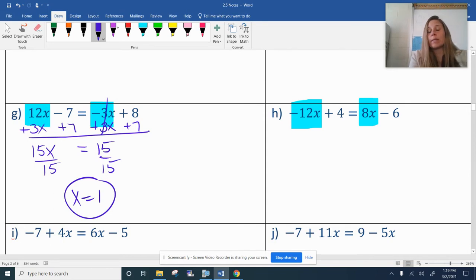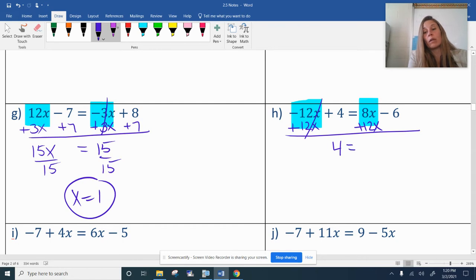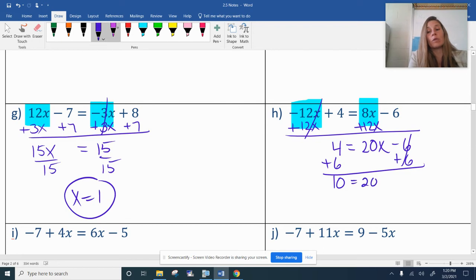So for this one, my smaller number here is the negative 12. So this time I'm going to add 12x, which is going to move my x value to the right. So now I have 4 equals 20x minus 6, which forces me to move my 6 over to the left. So I have 10 equals 20x, dividing by 20, and I get x equals 1/2.